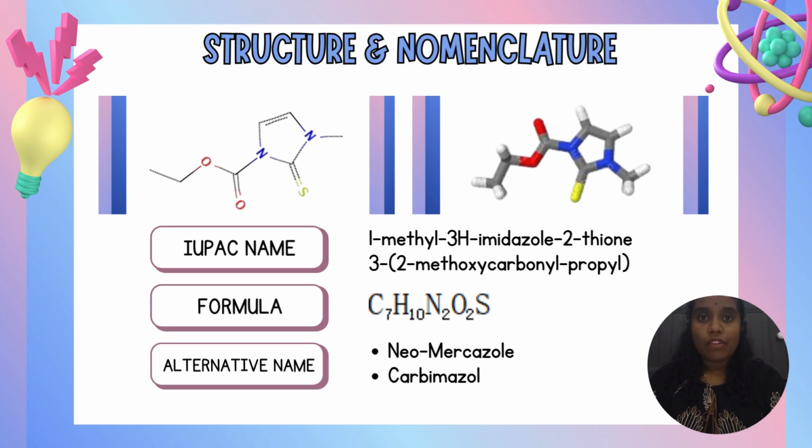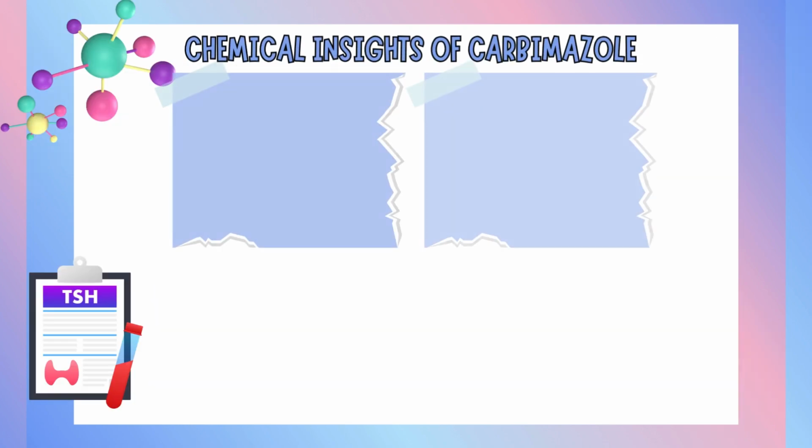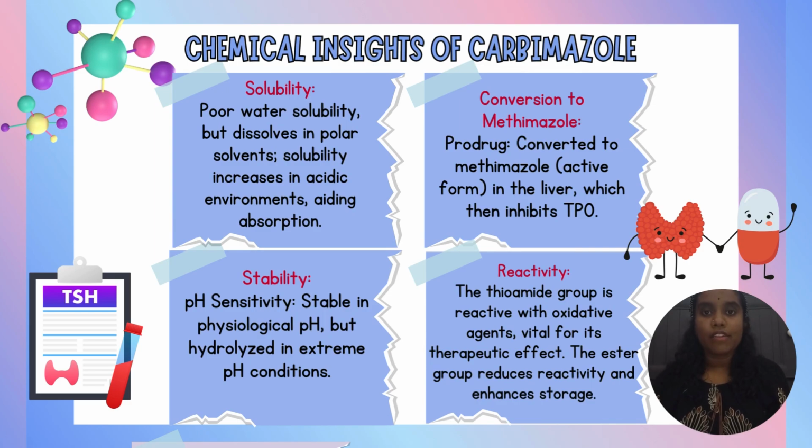The IUPAC name of carbimazole is 1-methyl-3H-imidazole-2-thione-3-carboxylic acid ethyl ester, as stated in the slide. The chemical formula is C7H10N2O2S. The alternative names given for carbimazole are neomercazole and carbimazole. Now I'll talk on the chemical insights of carbimazole.